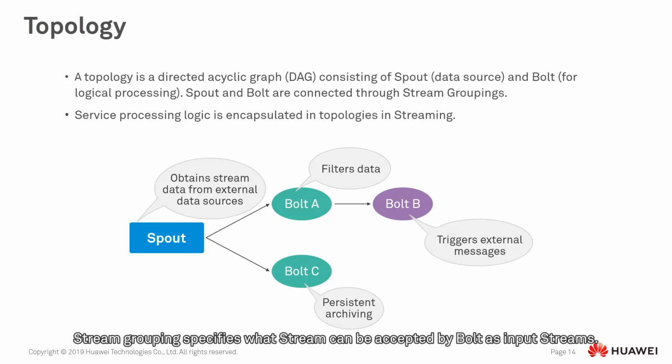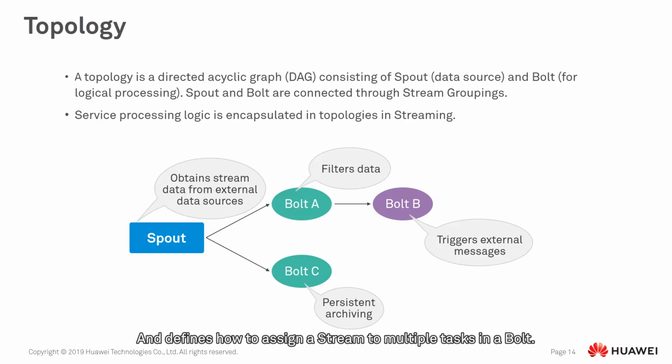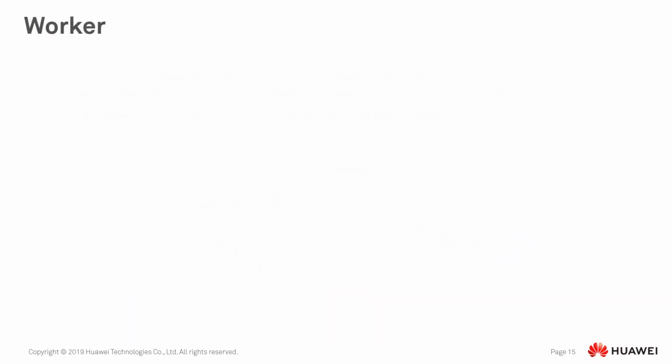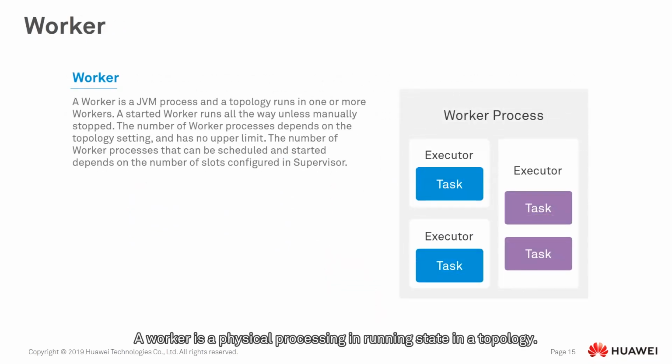Stream grouping specifies what streams can be accepted by a bolt as input streams and defines how to assign a stream to multiple tasks in a bolt. A worker is a physical process in running state in a topology. Each worker is a JVM process. Each topology may be executed by multiple workers. Each worker executes a logic subset of the topology.